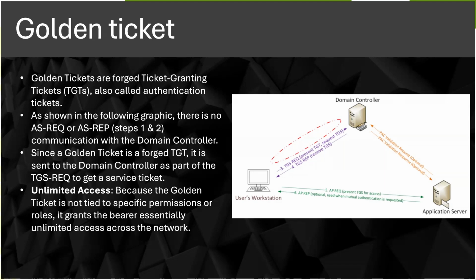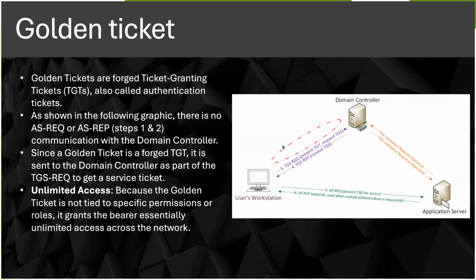So we can see in the diagram that there is no authentication service request and reply with the domain controller, which means it only uses the forged ticket-granting ticket to request a valid ticket-granting service ticket, which is step 3, and then uses that to authenticate to the service, which in this diagram is the application server, which is steps 5 and 6.